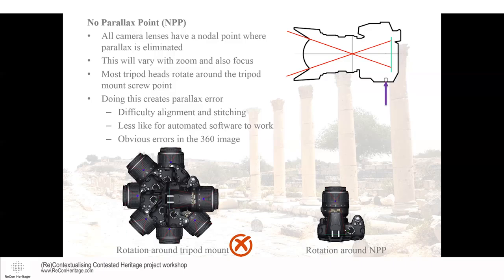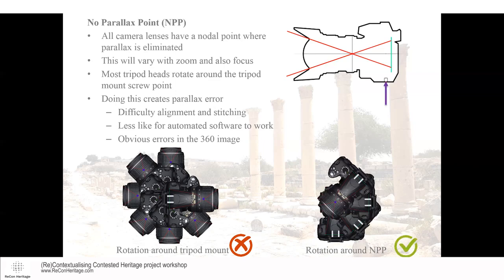So the way to get it to work is to rotate your camera around the no parallax point. In this example, we have a tripod which has a little extension bar and allows us to rotate around a point we set. We've set it for this point here, this blue dot. And that means that you see the body moves, but the camera is rotating around the parallax point. And in this case, there wouldn't be any parallax error. Images would stitch really nicely together with very little distortion.